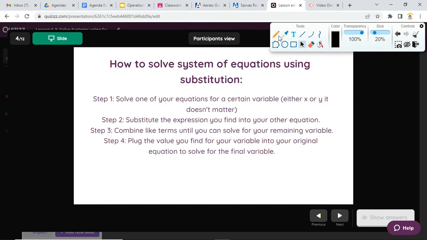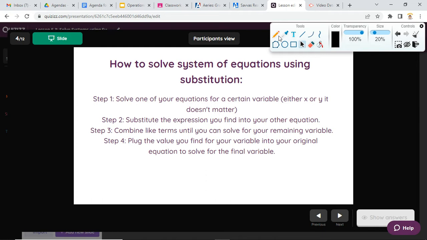Okay, so I want you guys to make sure you pause the video and get down these 4 steps here. Okay, so here are the steps to solving a system of equations. Step 1, solve your equation for a certain variable, either y or x. It does not matter. Step 2, substitute the expression you find into your other equation. So if you find out like x is equal to 2y plus 4, then you're going to go up to your other equation and you're going to replace x with 2y plus 4.